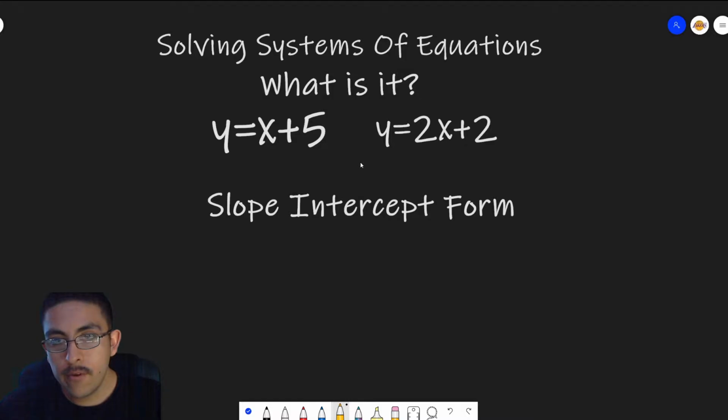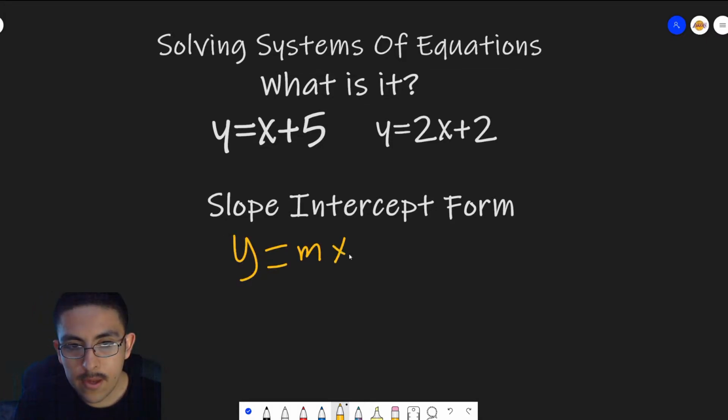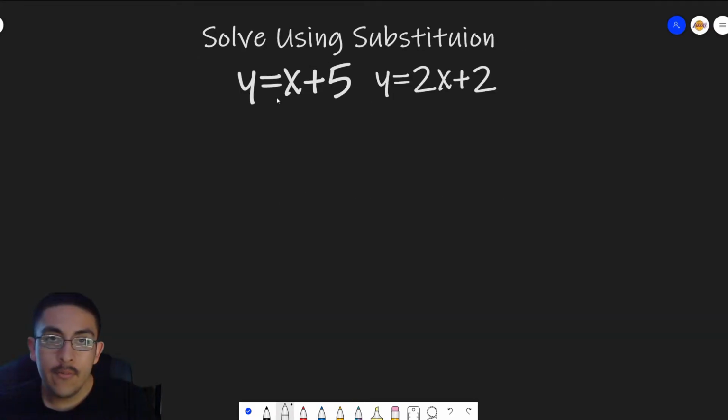So to start off with, what is a system of equations? A system of equations is two equations that share variables. You've got an x and an x, and a y and a y. We're also going to be talking about slope-intercept form, your classic y equals mx plus b. And we're going to solve the system of equations using the substitution method.